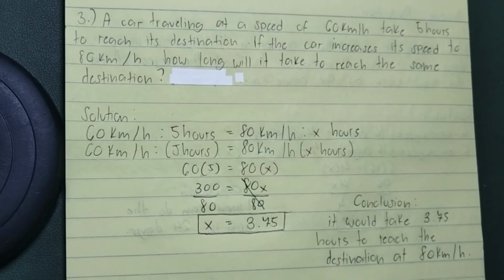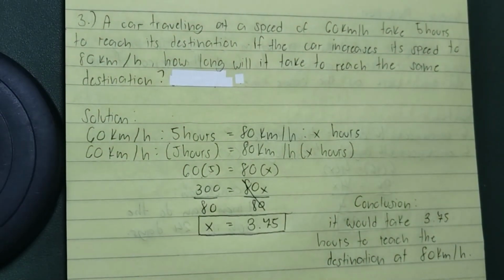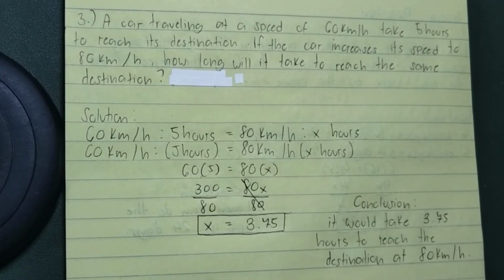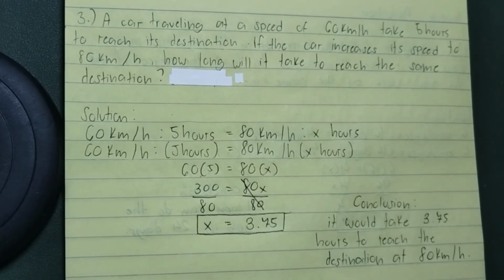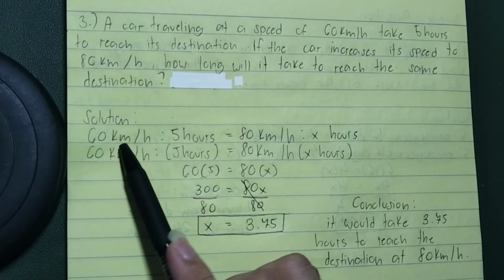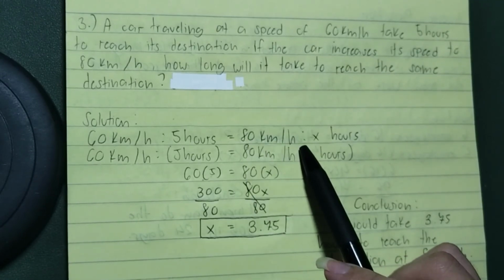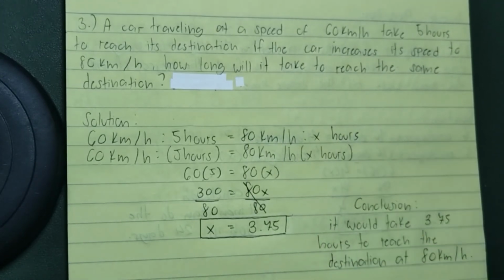Next, we have the last example of inverse proportion. A car traveling at a speed of 60 km per hour takes 5 hours to reach its destination. If the car increases its speed to 80 km per hour, how long will it take to reach the same destination? Again, the first step should be to understand the problem first and then set up the proportion. Like this, 60 km per hour is to 5 hours equals 80 km per hour is to x hours.